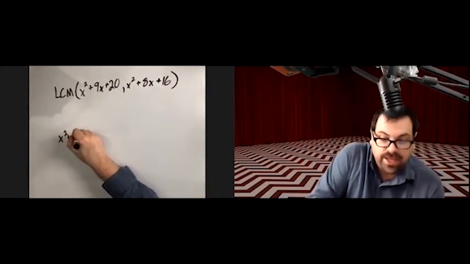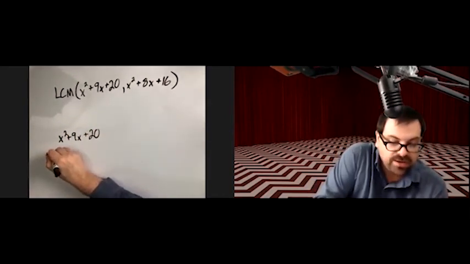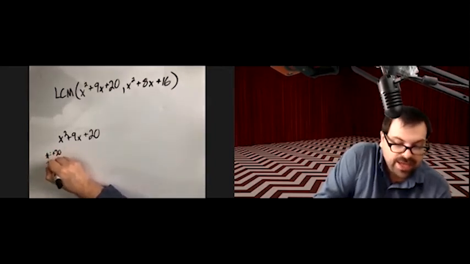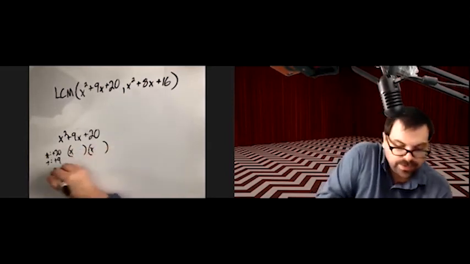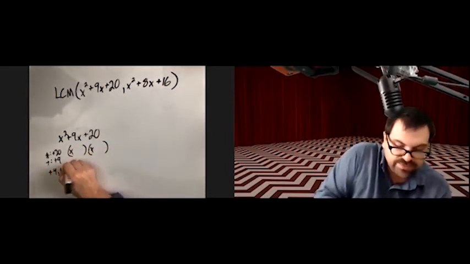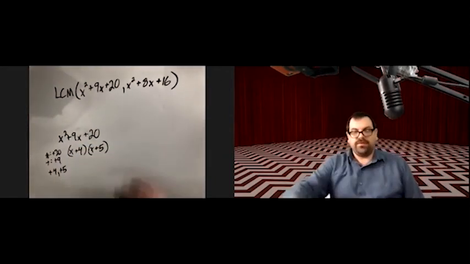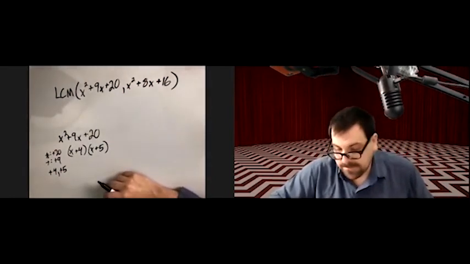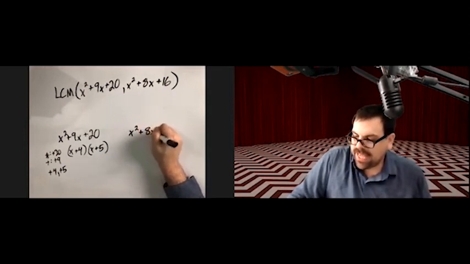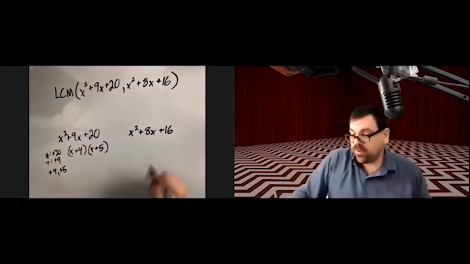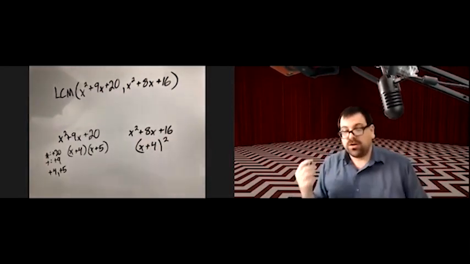So we have to factor each of them. X squared plus 9x plus 20, we need numbers that multiply to positive 20 and add to positive 9. These are plus 4 and plus 5. So that's the factored form of x squared plus 9x plus 20. If we factor x squared plus 8x plus 16, this is a perfect square trinomial. It ends up factoring as x plus 4 squared.